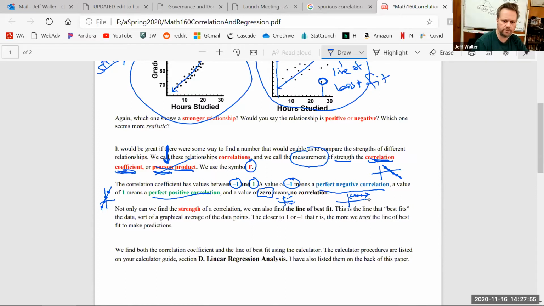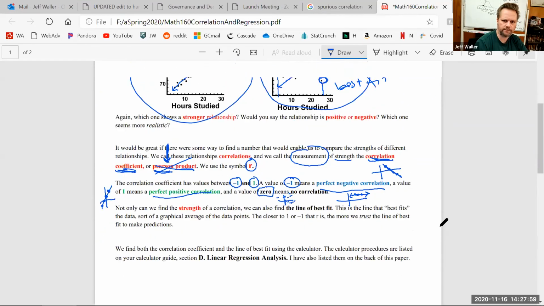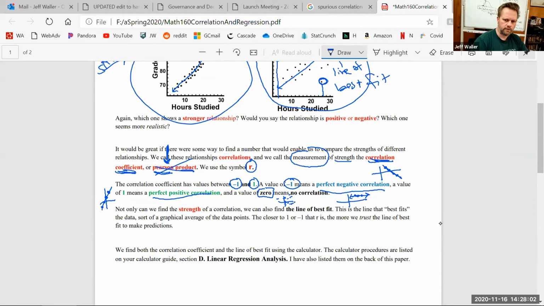I need to make a bigger picture somehow. Oh, dadgummit, I've got no room for anything. Screw it. Let me erase some of this stuff. Here we go.